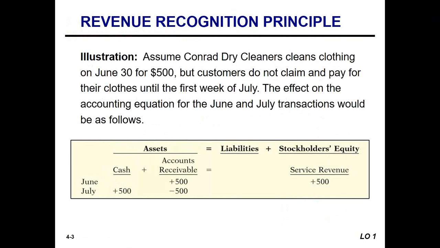Illustration, this company provides dry cleaning. Customers do not come in and pay for it until the following month. In order to recognize that revenue, because it's already been earned, the service has already been done, we would increase our revenue and also increase our accounts receivable. Next month, when they come in and pay, we would increase our cash and decrease our accounts receivable. I believe that's one of the concepts that was a little difficult in Chapter 3.